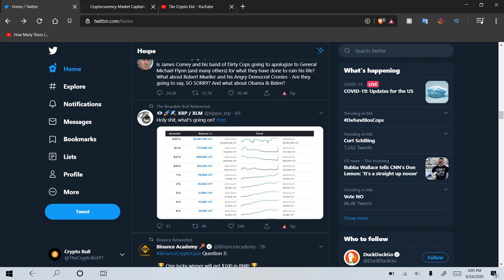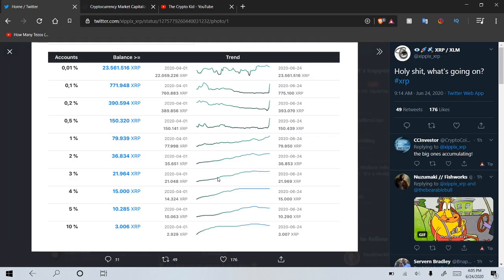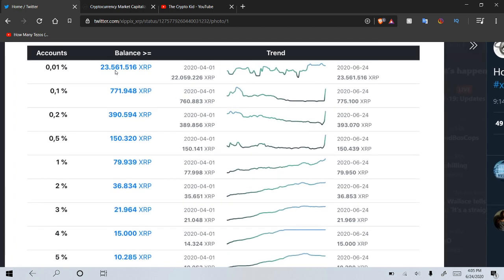It crossed my eye, guys. I rarely go on Twitter, but this one in particular really stuck out. Who knows? It could be a glitch, but to be honest with you guys, this does look pretty legit. So this is basically the accounts and how much XRP they hold. Accounts at 0.01%, the top holders, on average own more than 23, I think that's supposed to be million, 23 million XRP.